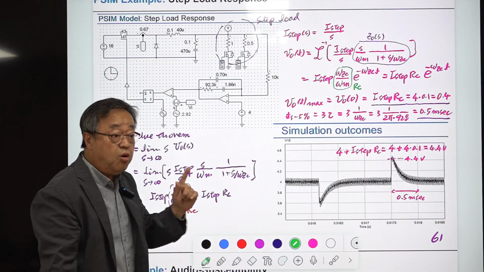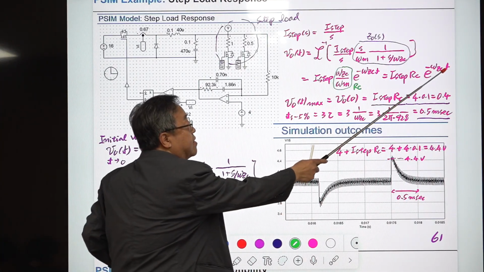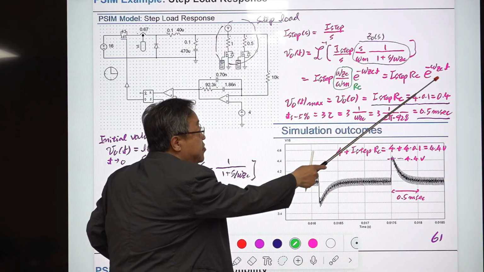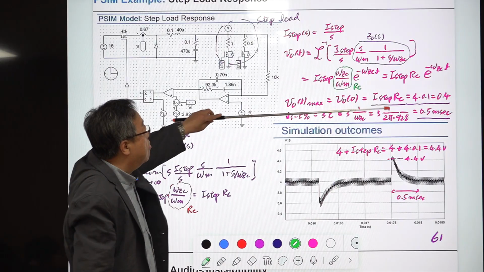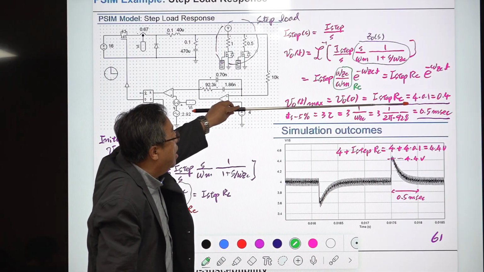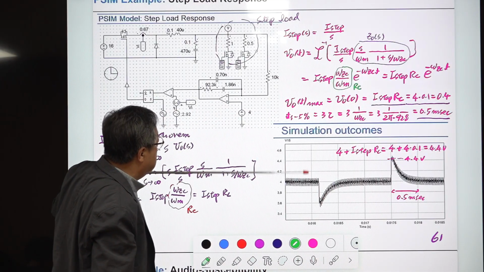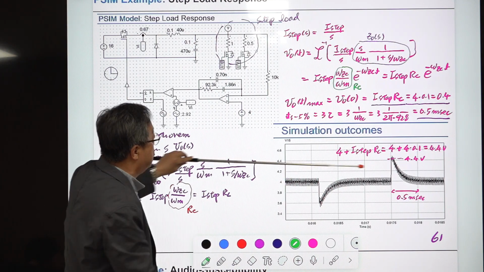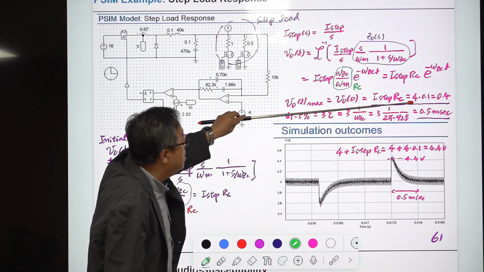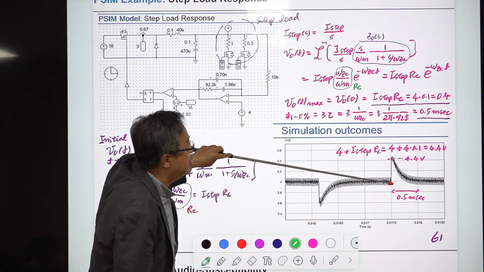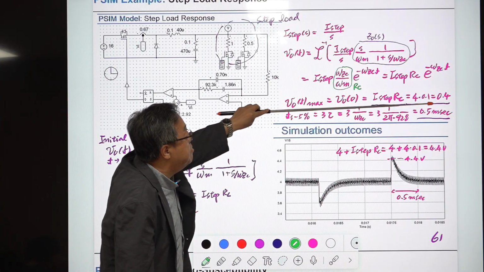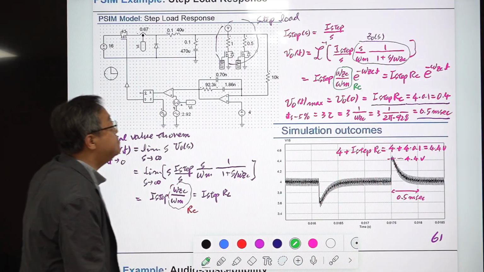Okay, the maximum value of this occurs at time equals 0. Then this becomes 1, and this is the maximum value. So the maximum value is this, and this is 4. I think I didn't show this, but this is 4 m, and the ESR is 0.1. So this step is 0.4. Okay.